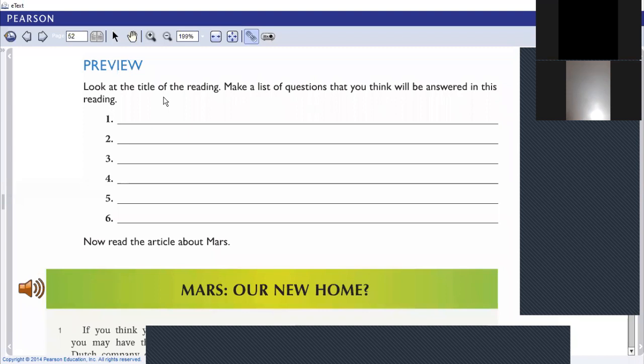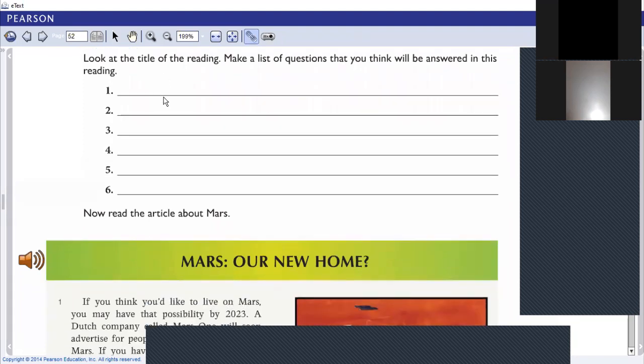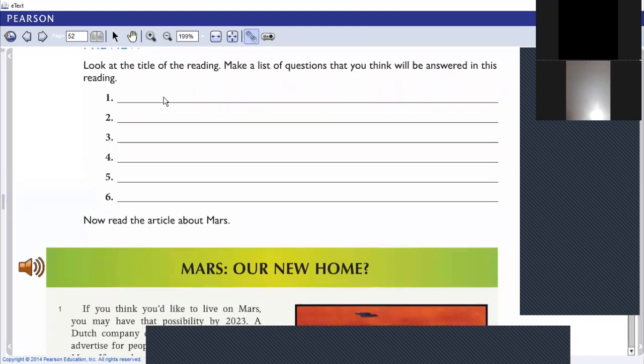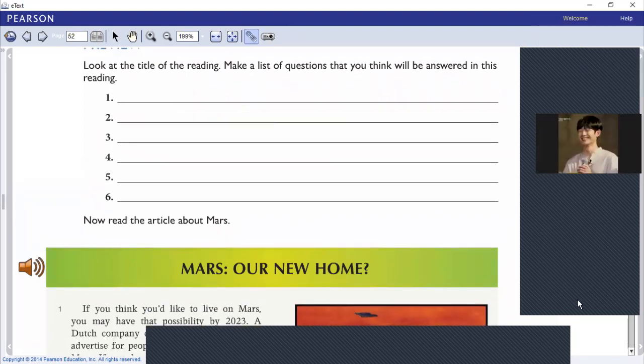So in this case of previewing, you have to look at the title of the reading. When we preview, we always look at the titles and the visuals, and basically that's about it. We look at the title of the reading and you make a list of questions that you think will be answered in this reading. Now, if we look at Mars, our new home, I'd like to ask Shannon.